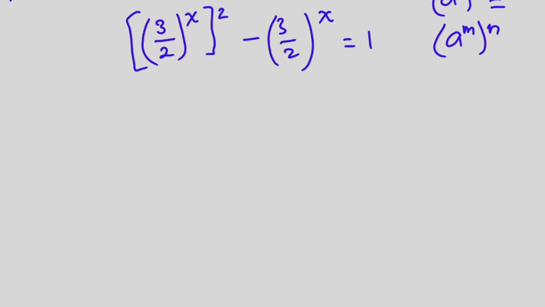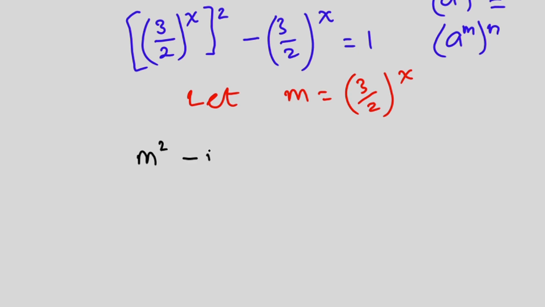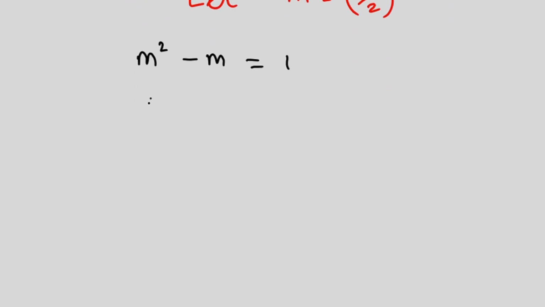Then from here we will let m equal to 3 divided by 2 all to the power x. So the equation now becomes, m to the second power minus m is equal to 1. This is a quadratic equation, and to solve any quadratic equation we need to equate everything to 0. Now let's go ahead and use the quadratic formula since the factoring method cannot solve this one.